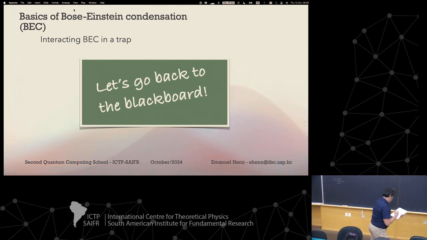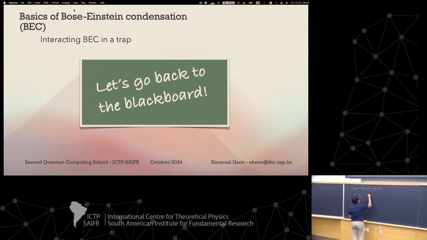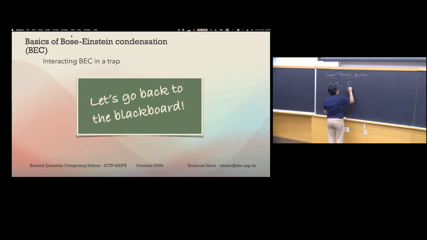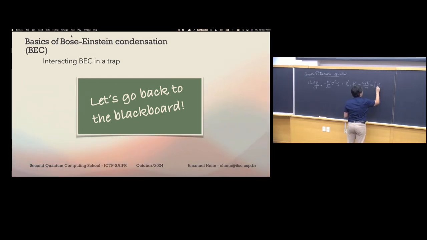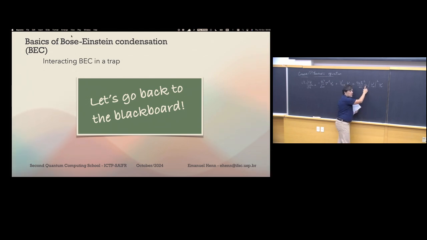So I write the time dependent first, and then the time independent version. So we all know where we were yesterday. An external potential, plus this, which is an effective potential that is due to the interactions. So it's a mean field coming from the interatomic interactions. It only depends on this parameter, which is the S-wave scattering length, and it's essentially the billiard ball potential. So, and the density of our gas.